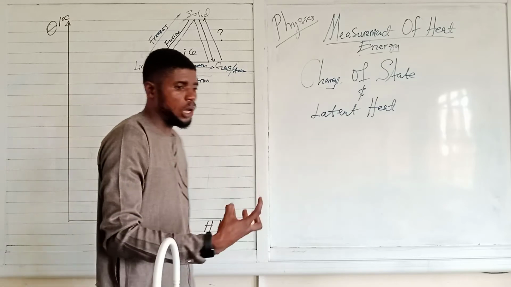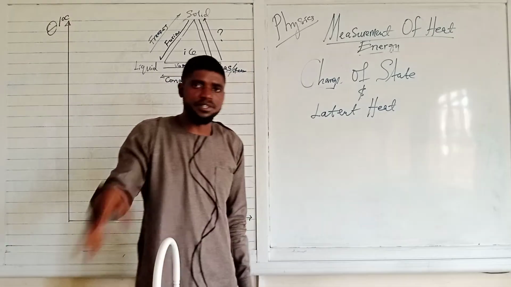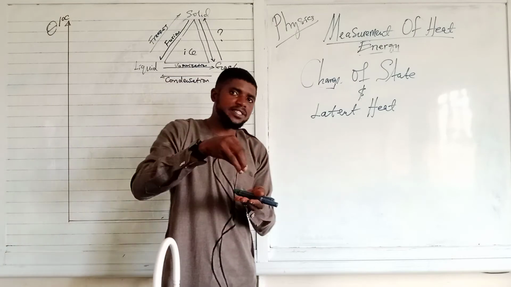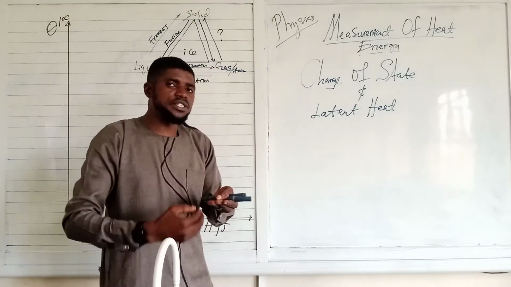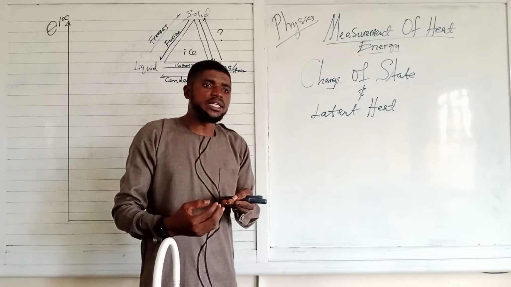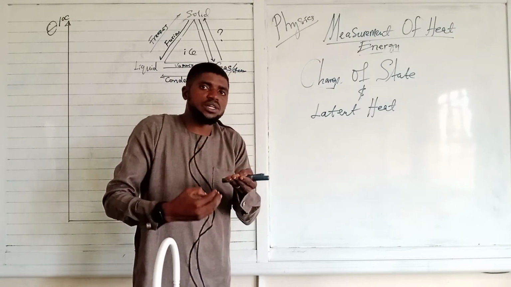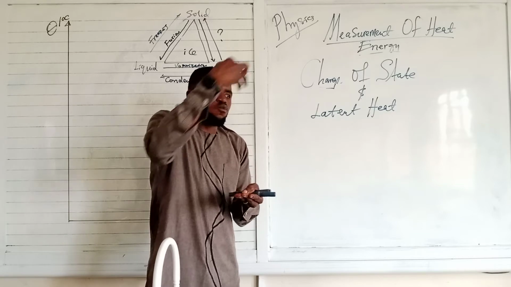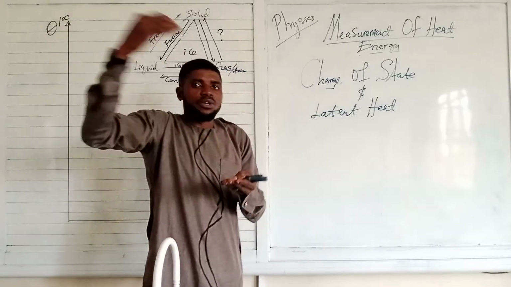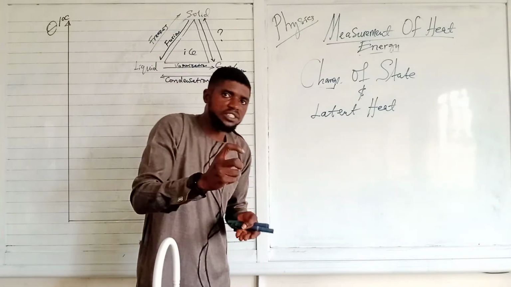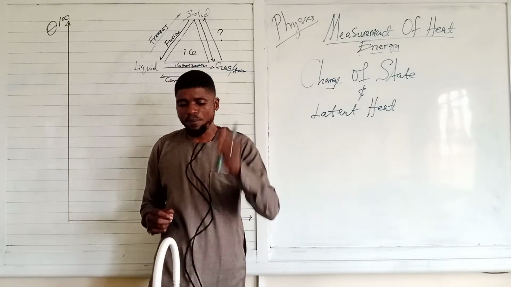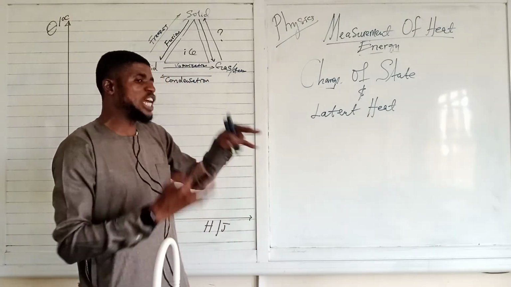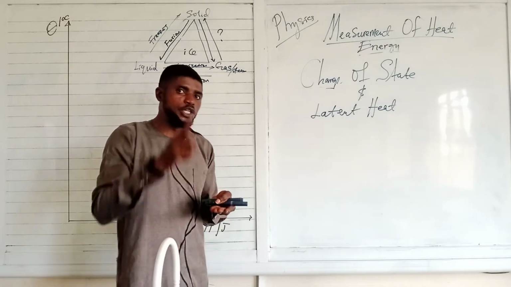Now there's what we call specific latent heat. Specific latent heat is defined as the quantity of heat energy that is required to change the unit mass of a substance from one form to another form without a change in temperature. Without a change in temperature is an operational term that, if not included in your definition, you will be marked down.